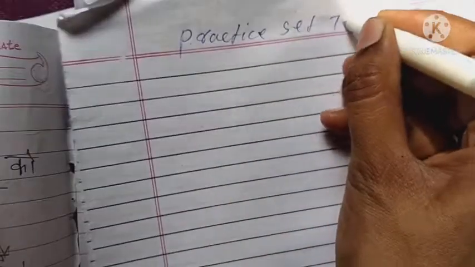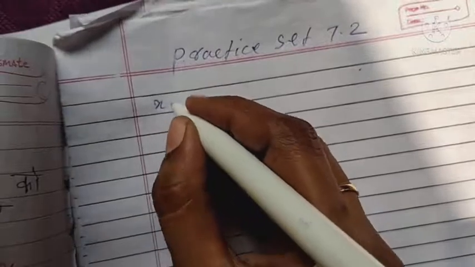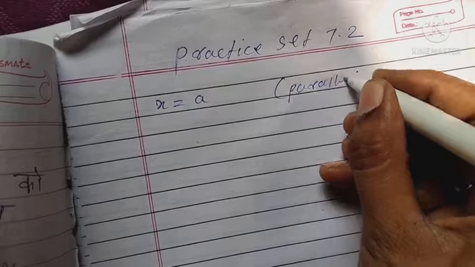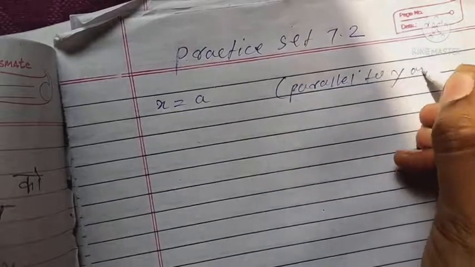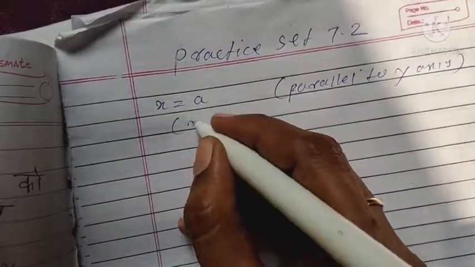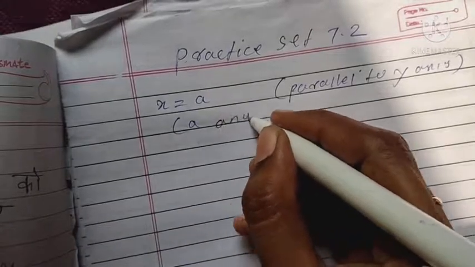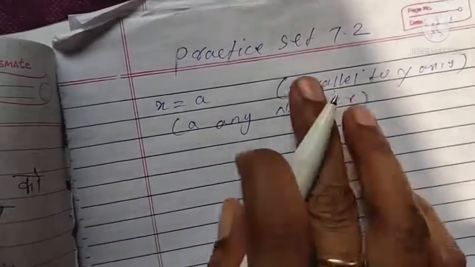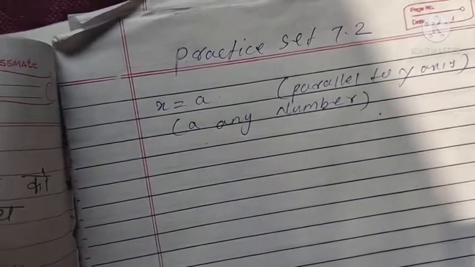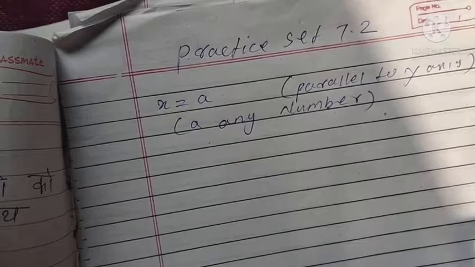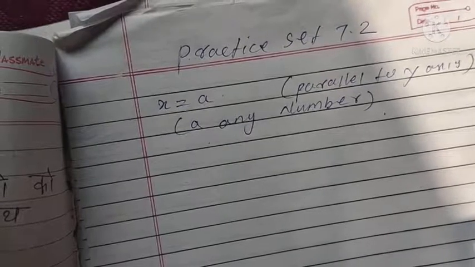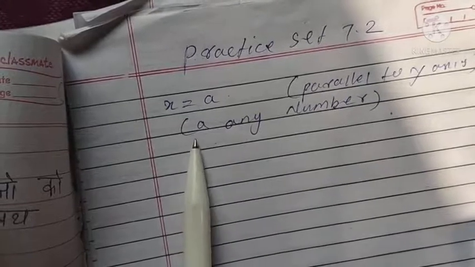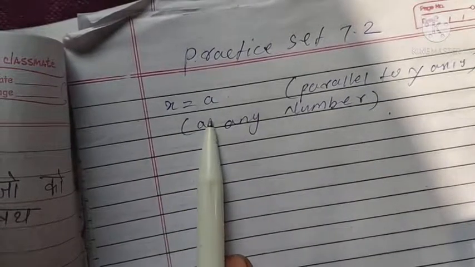Always equations of the type x = a are parallel to the y-axis. a may be any number. So an equation of the type x = a is parallel to the y-axis. Now here we have to write the equation of a line parallel to the y-axis, so the equation is x = a.